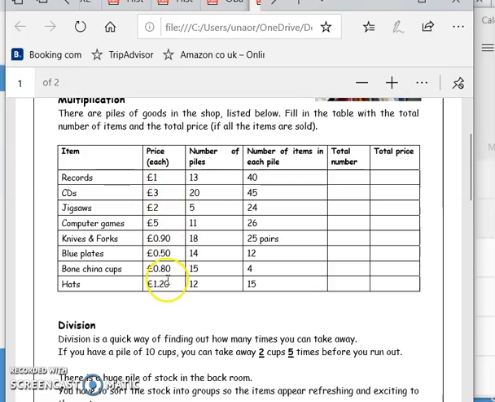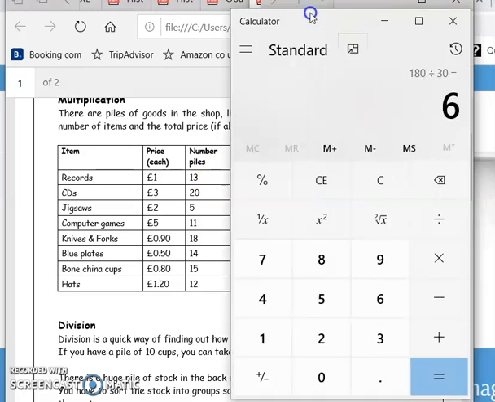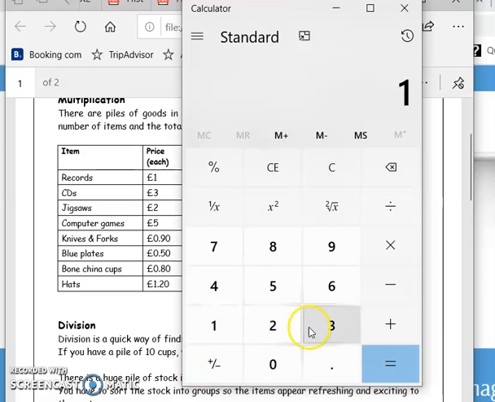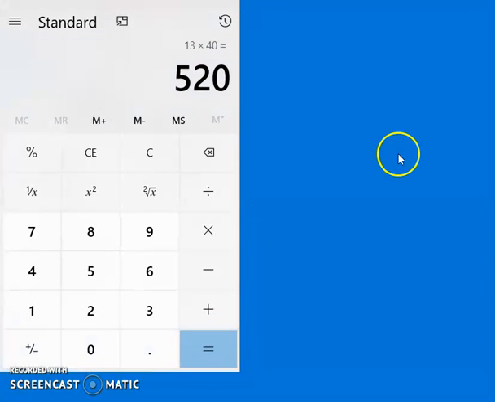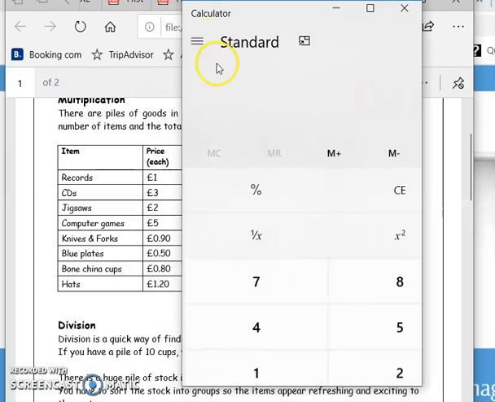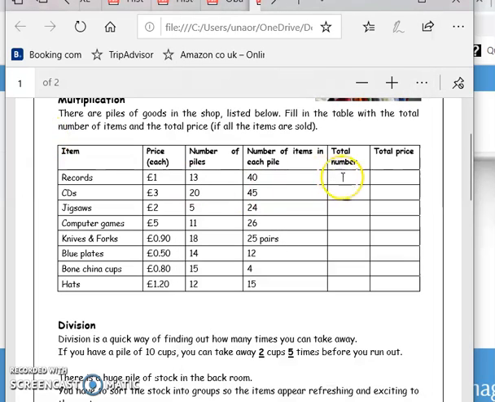You get the price each, the number of piles, and the number of items in each pile. So you need to figure out two pieces of information. If we want to figure out, for example, how many records we have, 13 piles of records, but in each pile we have 40. So we need to multiply 13 by 40, and you can use a calculator for this, 13 piles by 40 records in each pile, 520. Okay, 520 goes in there.